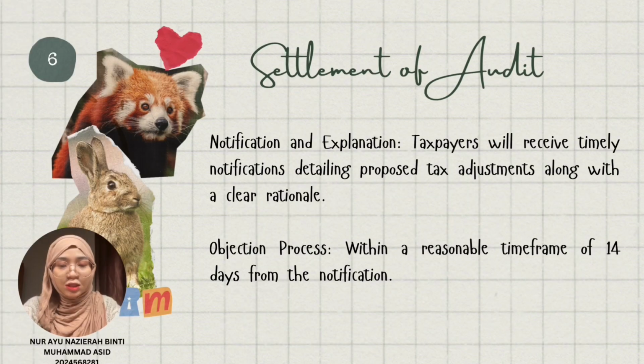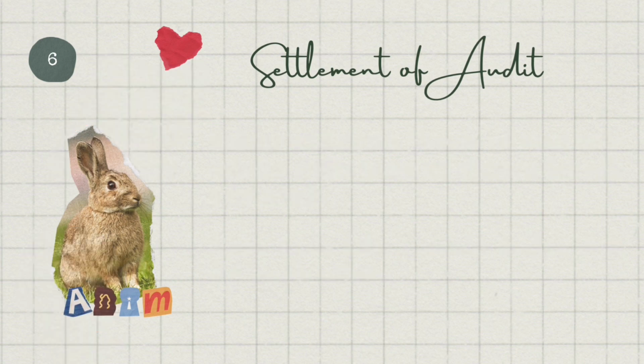Notification and explanation. The taxpayer will receive timely notification detailing the proposed debt adjustment along with a clear rationale. They are afforded the opportunity to present their perspective and provide explanation regarding the audit finding and proposed adjustment. Objection process: within a reasonable time frame of 14 days from the notification, taxpayers have the right to officially object to the proposed adjustment if they disagree. They are encouraged to furnish additional information and evidence to support their objection.